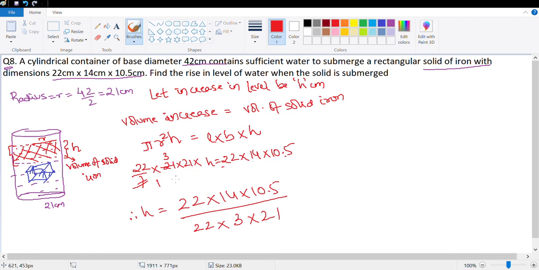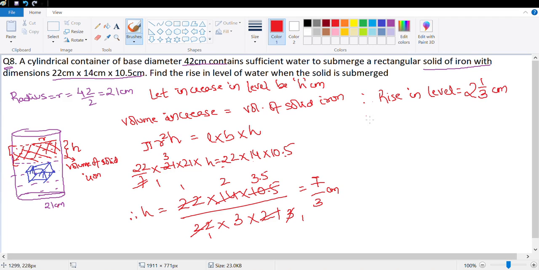3 elements in the numerator, 3 in the denominator. 22 and 22 get cancelled. This is 7 into 2. This is 7 into 3. This is 3 into 1. This is 3 into 3, 9. So this is equal to 3.5 into 2, that's 7 upon 3 centimeter. Therefore, rise in level is equal to 1 by 3 centimeter. That's the final answer. Good.